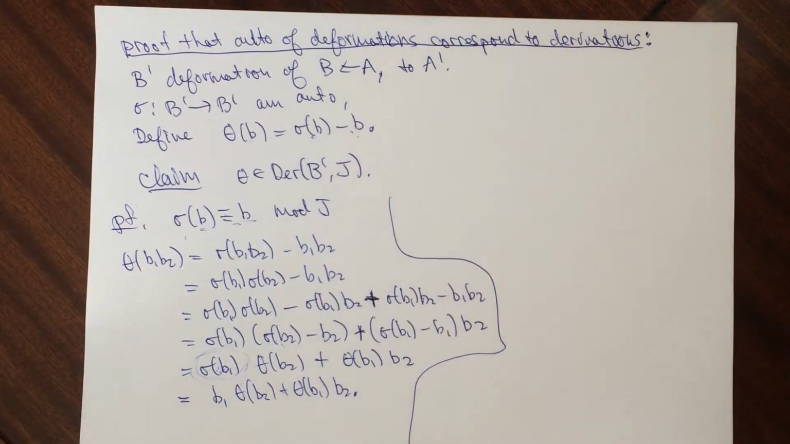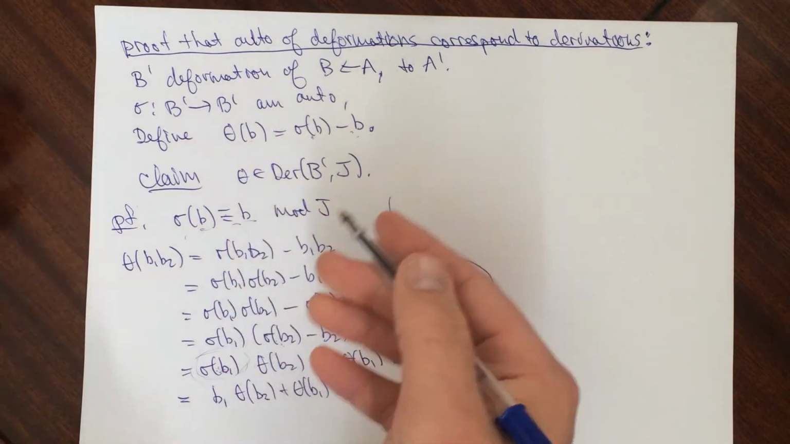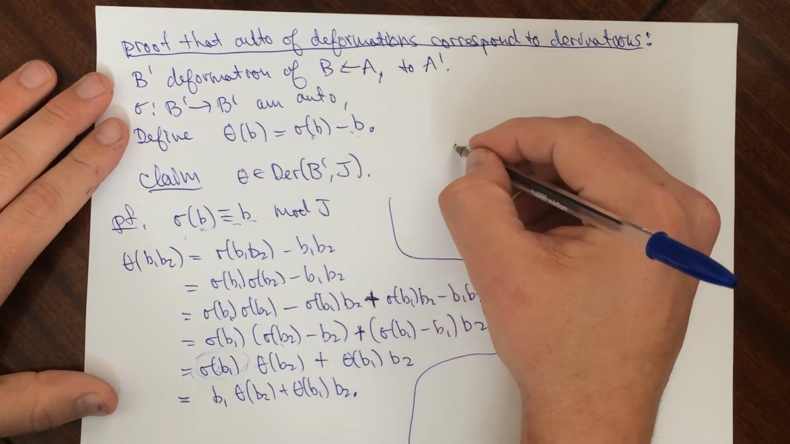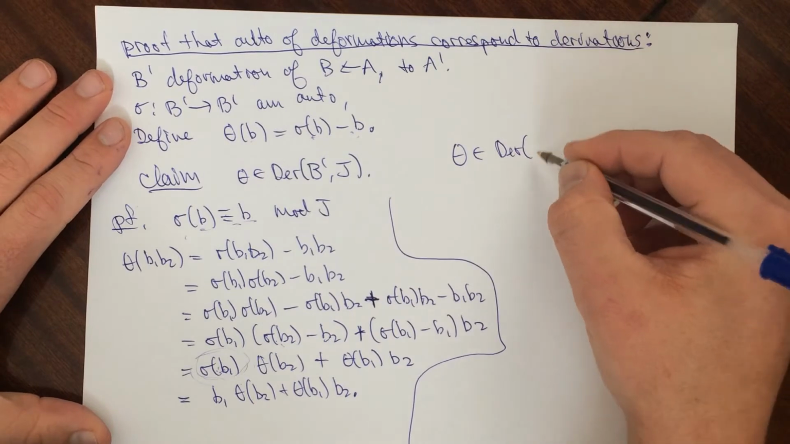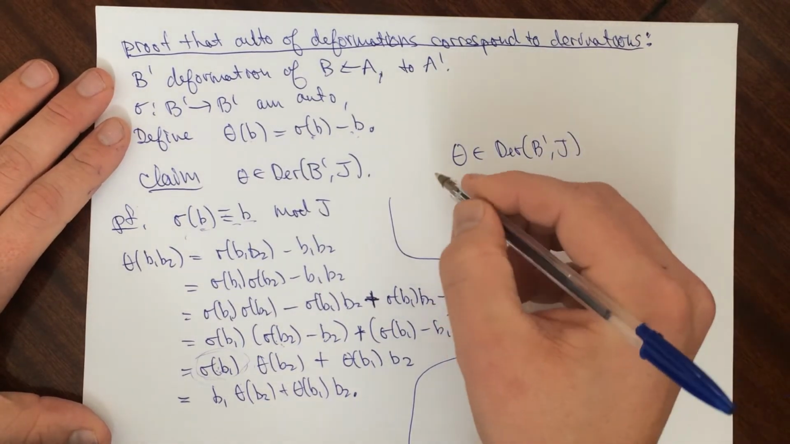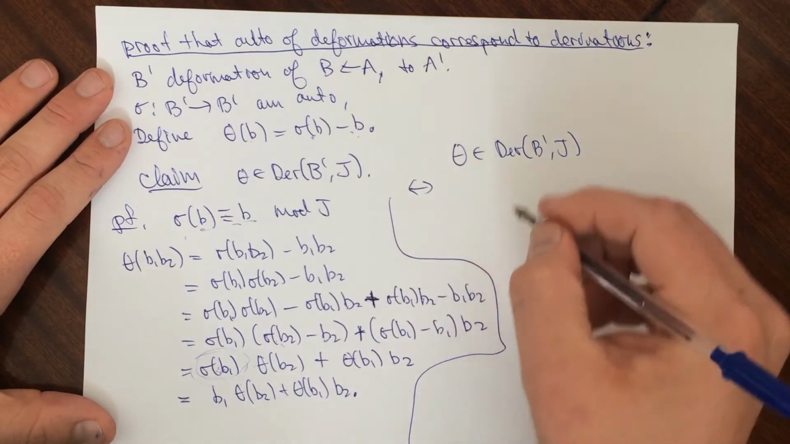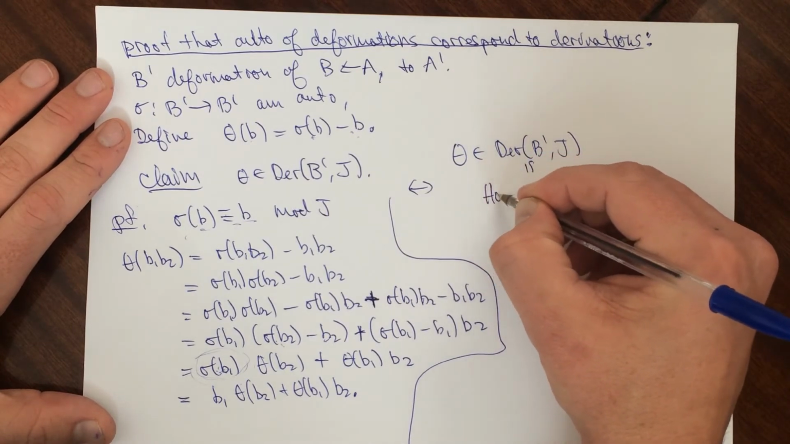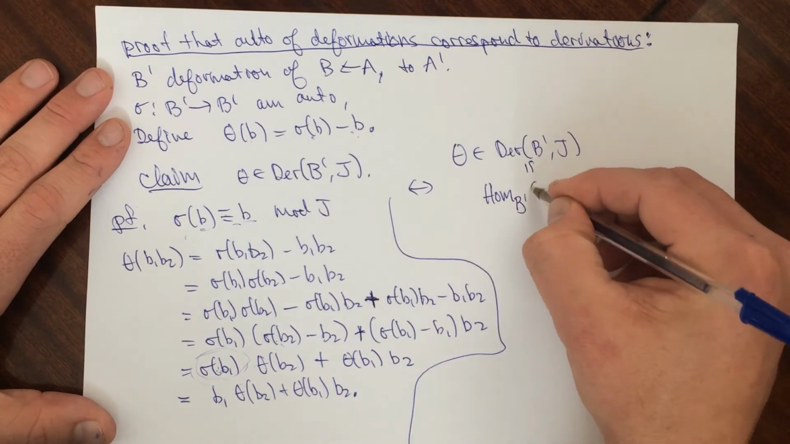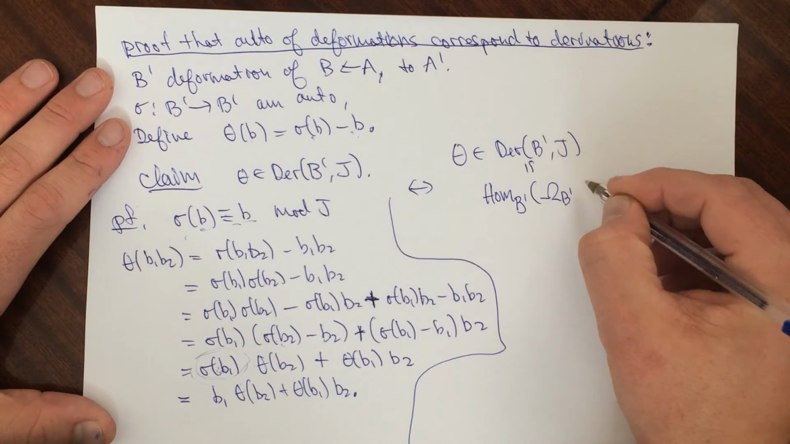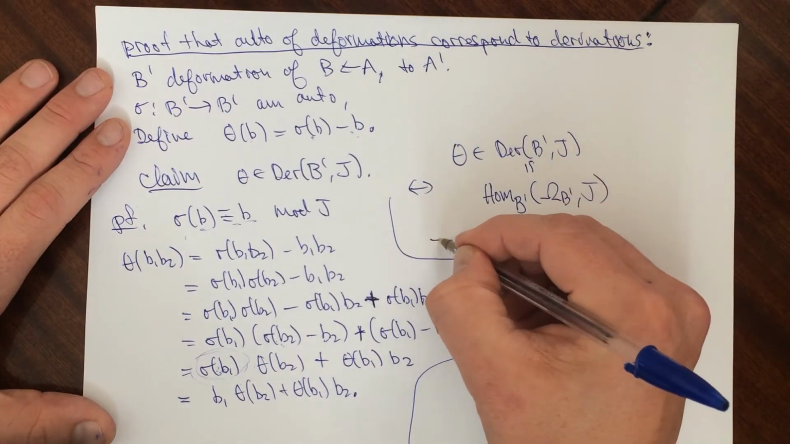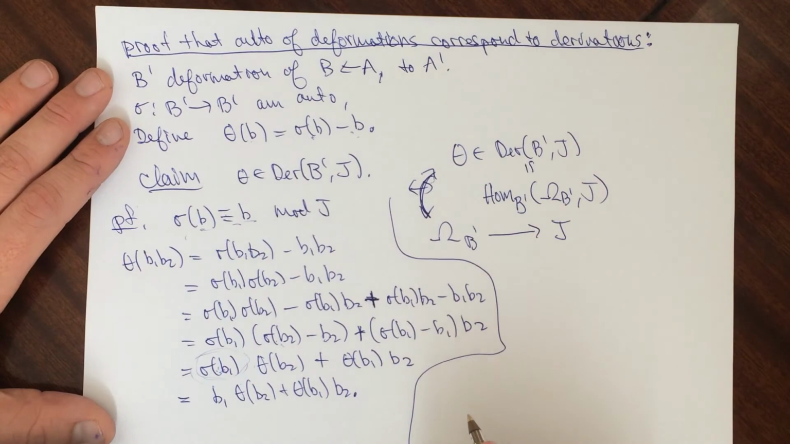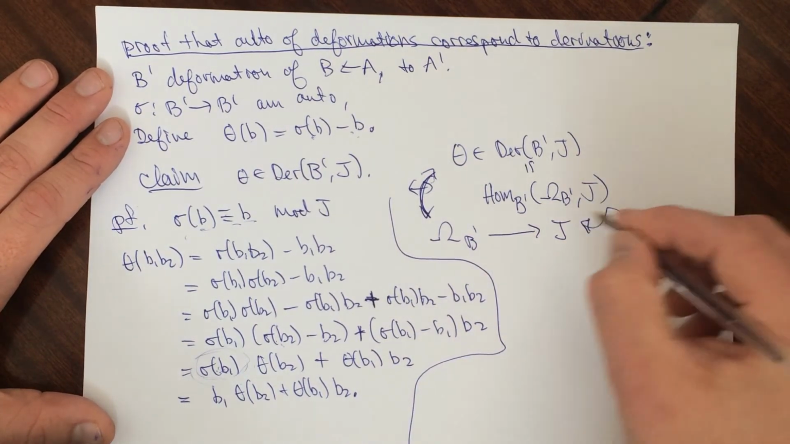That's not bad. Now I need to conclude that this can actually be a derivation from B to J. Okay, so first of all, observe that if we have a derivation from B prime to J, this of course corresponds to, so this is isomorphic to, a map, morphisms of B prime modules from omega B prime to J. So really we have some map from omega B prime to J.